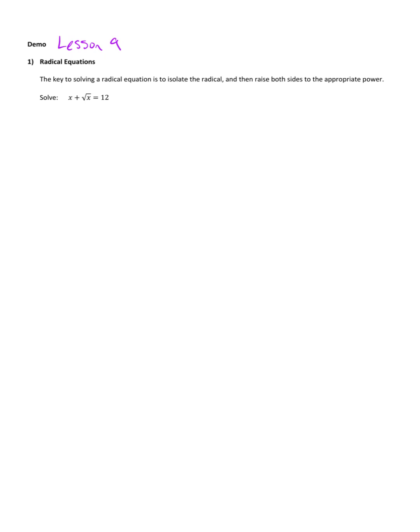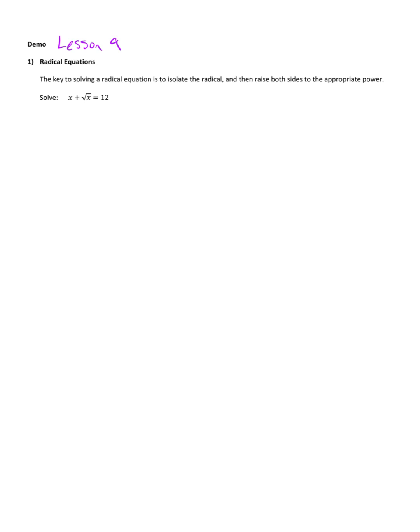This is the demo for lesson 9 in college algebra. First, we're going to talk about radical equations. So those are equations that have a radical sign in them or a root sign. And the key to solving is to isolate the radical and then raise both sides to an appropriate power. So you want to get the radical by itself as the first step.